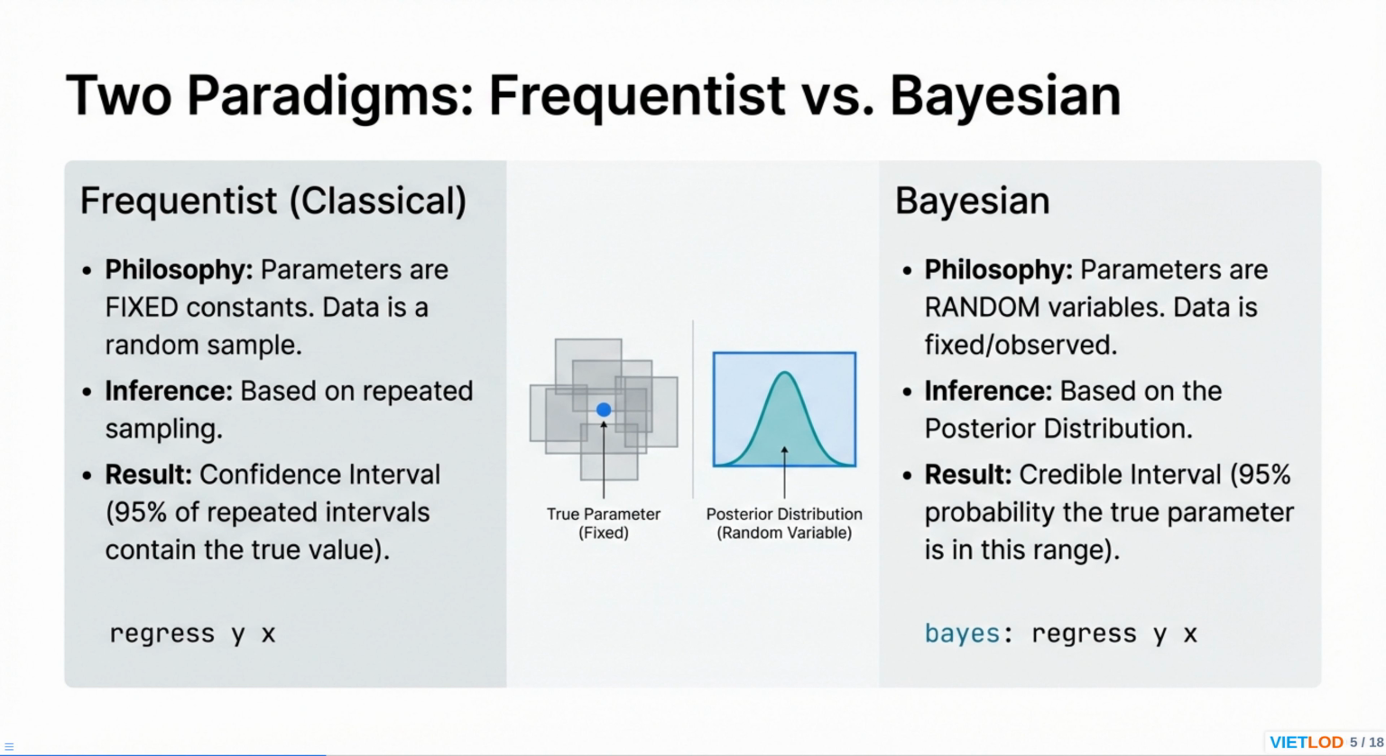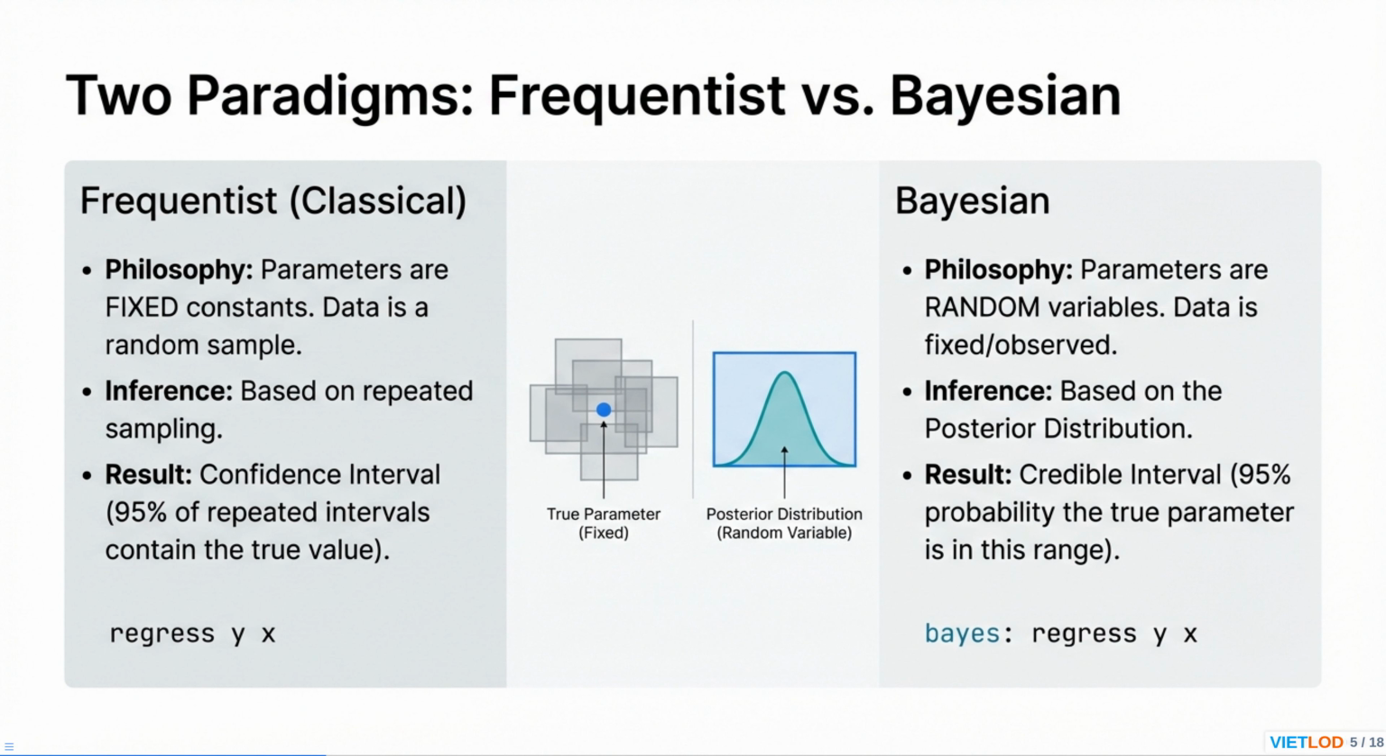On this slide, we compare the two fundamental statistical paradigms, frequentist, or classical, and Bayesian. In the frequentist framework, parameters are considered fixed, unknown constants, and our data is a random sample. Inference is based on repeated sampling, where a 95% confidence interval implies that if we repeated our study many times, 95% of those intervals would contain the true parameter.